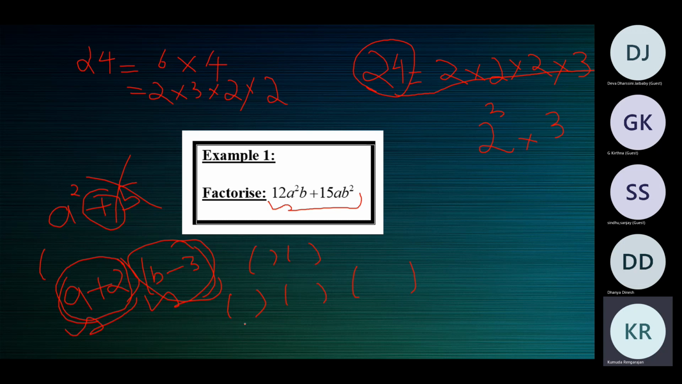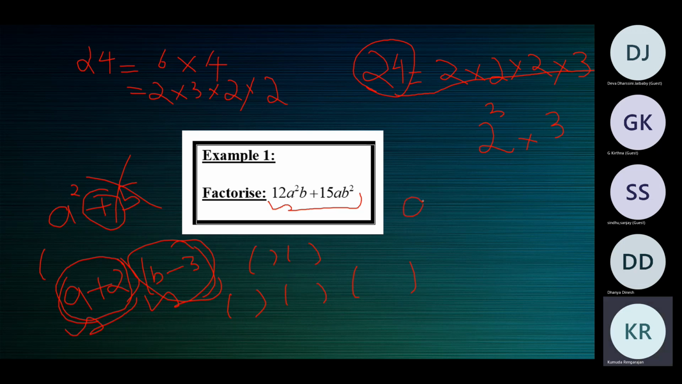The final answer is a plus 2 into b minus 3. So we say that the factors of the given expression are a plus 2 and b minus 3. There is a plus in a plus 2, that is an expression. a plus 2 and b minus 3 are the two expressions. They are connected by a multiplication sign.